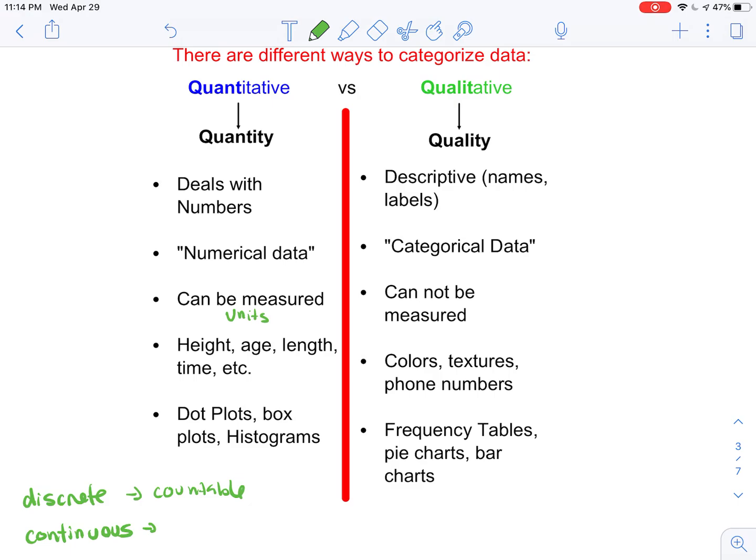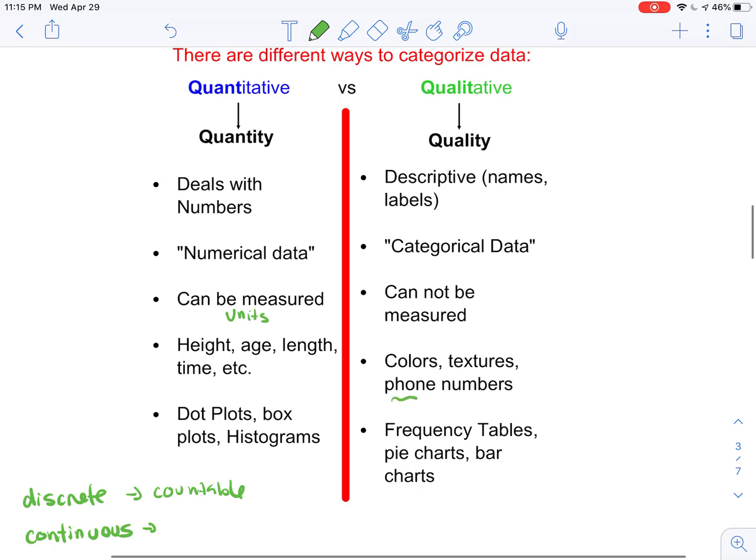The other category is qualitative. Hopefully when you hear the word qualitative, you're thinking of quality. How can we describe something? What is the quality of this information? So things that are included are descriptive names, labels, categories. In fact, another word for qualitative data is categorical data, right? Can we separate it into categories? This cannot be measured, so there will not be units attached to this information. We can't measure it. We can't count it. It's something that is descriptive.